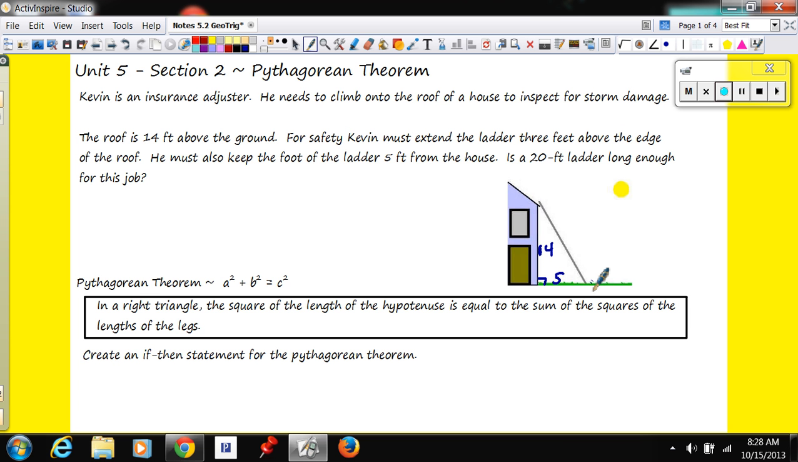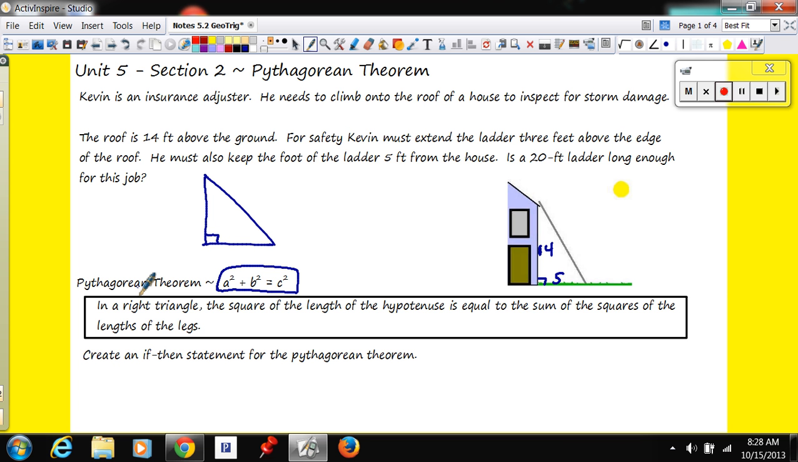Now we do have a Pythagorean theorem that will help us. You may have seen this already, you may not, but the Pythagorean theorem says that a squared plus b squared is going to equal c squared. Now how do I know which sides are a, b, and c in my triangle? That's the key. So if we have a right triangle, here's my right angle. Anybody have an idea where a and b are located?